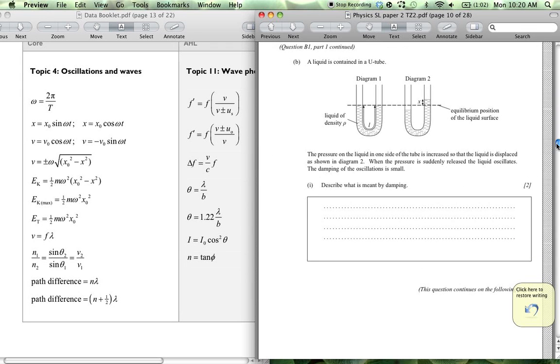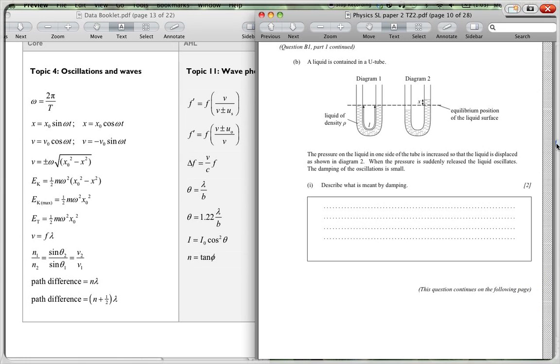Going into this one over here, B2, question B, it says a liquid is contained in a U-tube, a liquid of density rho, and here you have your displacement. Equilibrium position of the liquid surface is there, and then you have a displacement x up there. The pressure on the liquid in one side of the tube is increased so that the liquid is displaced as shown in diagram 2. When the pressure is suddenly released, the liquid oscillates. The damping of the oscillation is small, so basically it means that your amplitude remains the same.